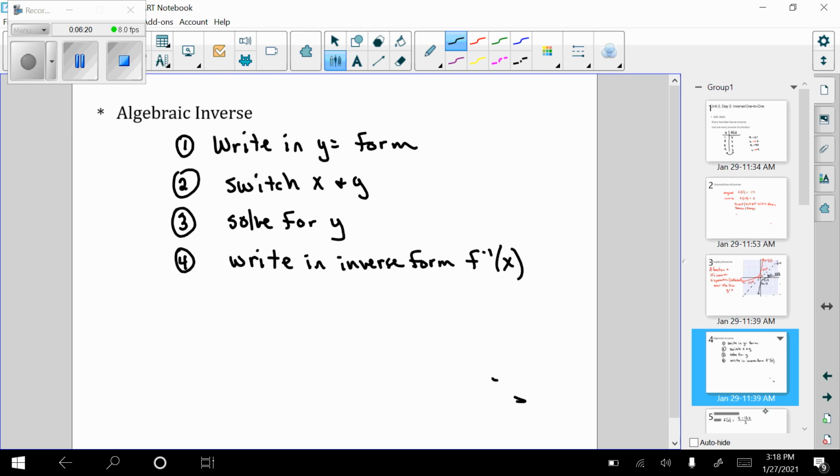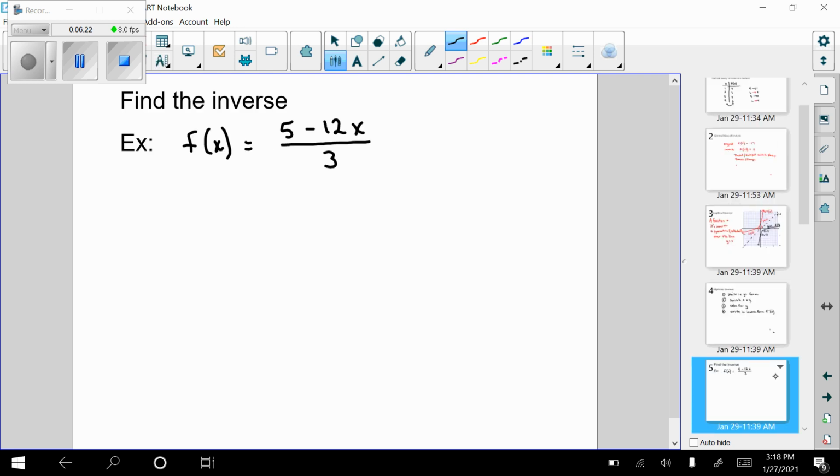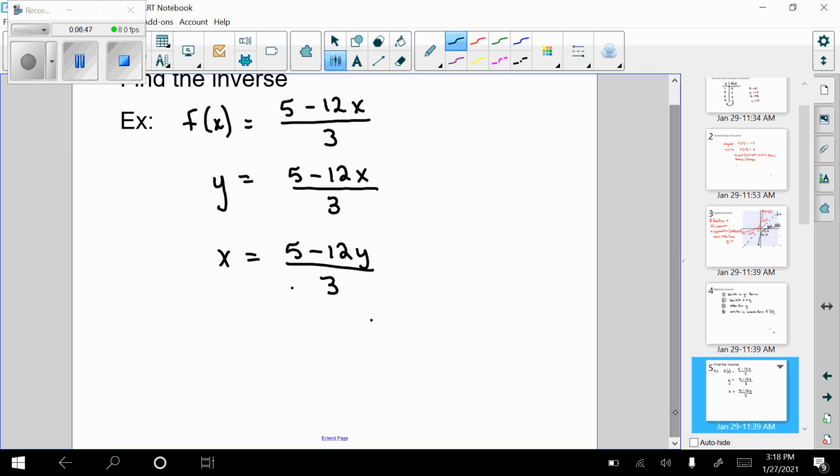All right, so we're going to practice a few of these. Okay, so we're going to find the inverse. So first step, write it as y equals. We're going to test your algebraic skills. Second step, we're going to switch our x and y. Lastly, we're going to solve for y. So here I need to multiply both sides by 3. So 3x equals 5 minus 12y.